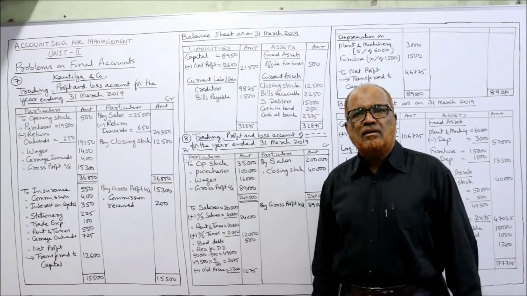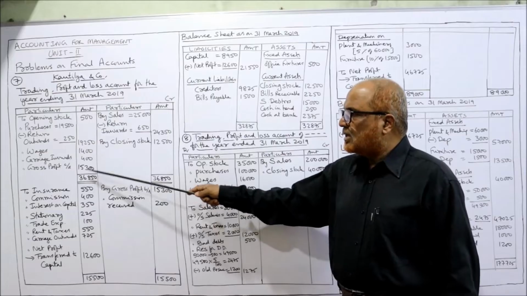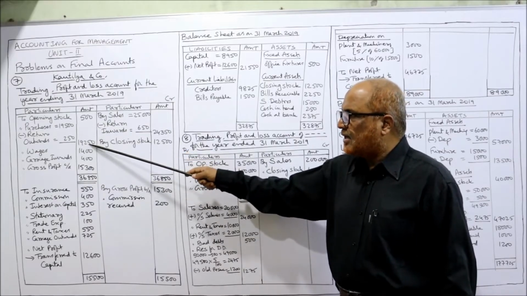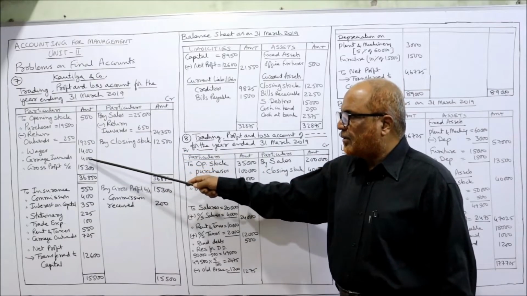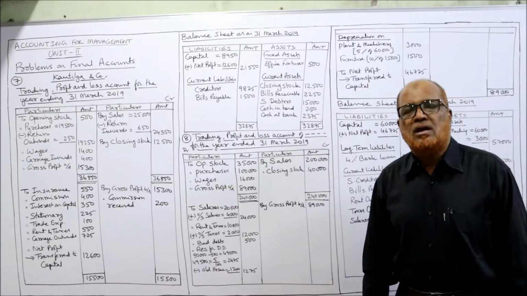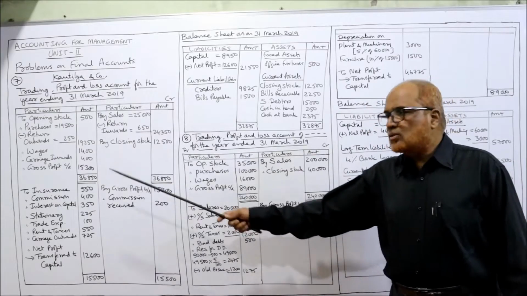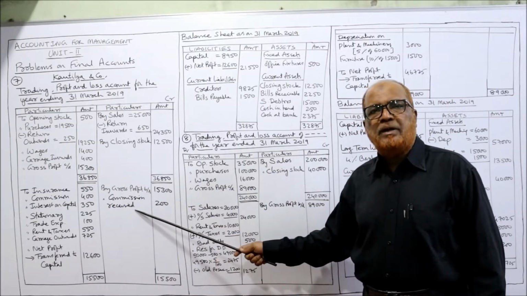All the items we have taken. Take the total on the credit side, 36,850. From 36,850, deduct minus 500, minus 19,250, minus 1,400, minus 400. You will get 15,300. This is the gross profit carried down. And this gross profit will be brought down to P&L account.